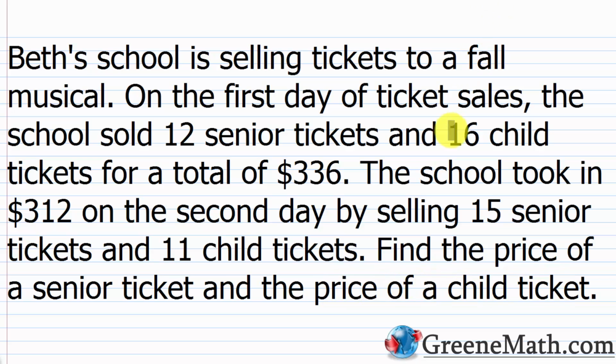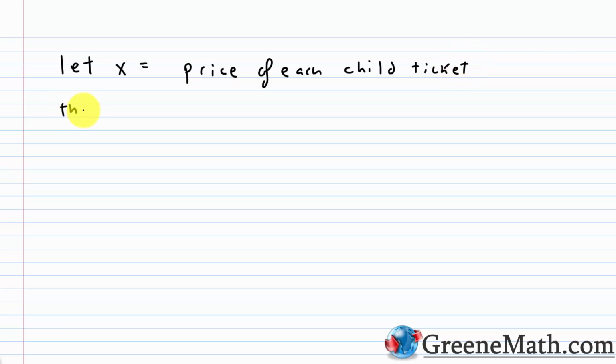So it's very straightforward here what we need to do. We want to what? Find the price of a senior ticket and the price of a child ticket. So we find the two things that we don't know. And for each unknown, we represent with a variable. So let's go down to the next page. So we will let x be equal to the price of each child ticket. And then y will be equal to the price of each senior ticket.